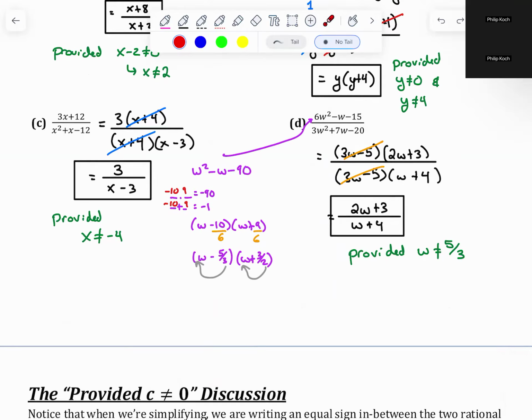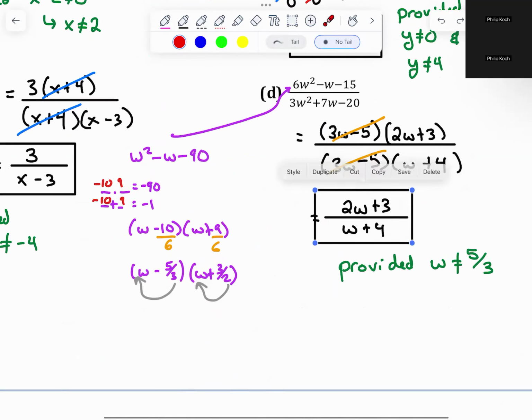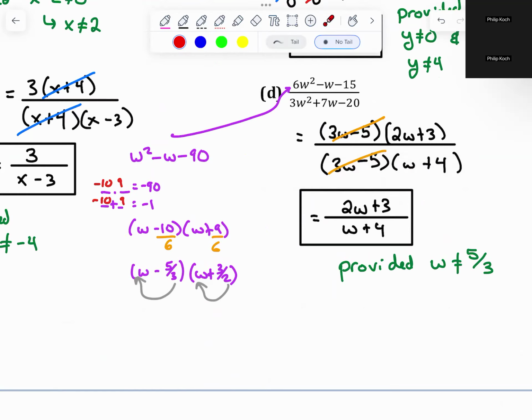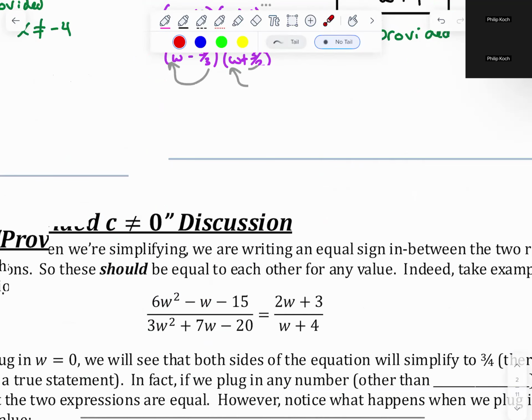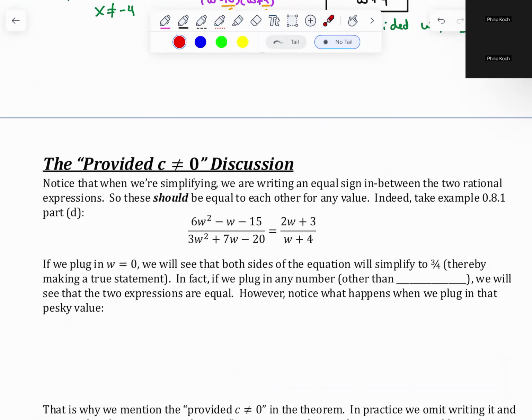specifically with part D. This is equal to this. And let me go ahead and adjust it so we can see the equal sign. What we're saying, since we have an equal sign between these two things, is that these two quantities are the exact same. And you'll notice if you plug in numbers like W equals 0, regardless of what you do, you simplify them and you will always get 3/4. If you plug in 1, you'll get that both sides are 1.